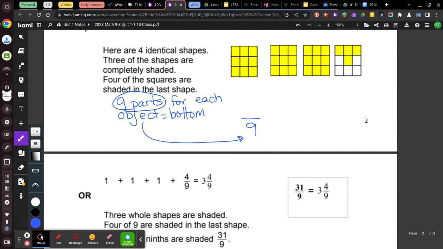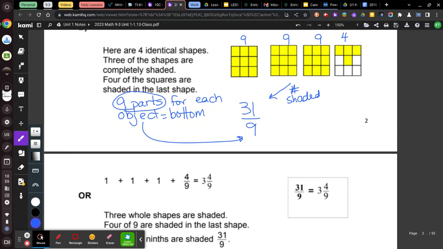Now, the top number is the amount that are shaded. So the top is the number shaded. So now if we count, I would have 9, 9, 9, and 4. So I'd have to count how many are all shaded. So I'd have 9 plus 9 is 18, plus 9 more is 27. I'd add 4. So 27 plus 4 is my 31. So I've got 31 shaded out of those objects, okay? Out of 9 though. So 9 because one object is divided into 9 parts. That's why the bottom is a 9.